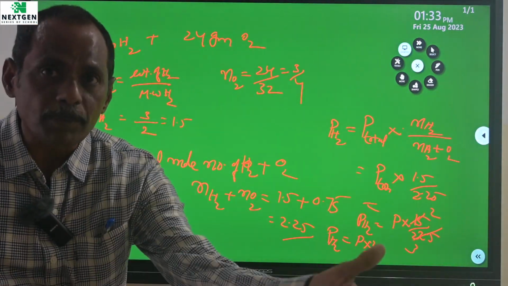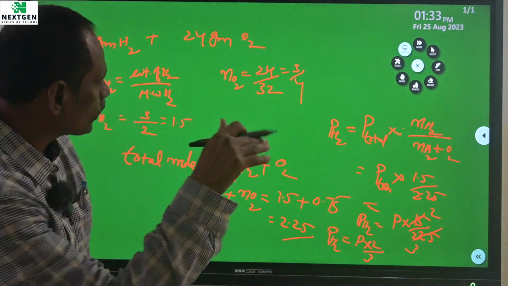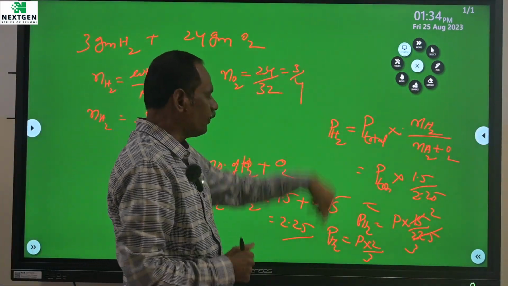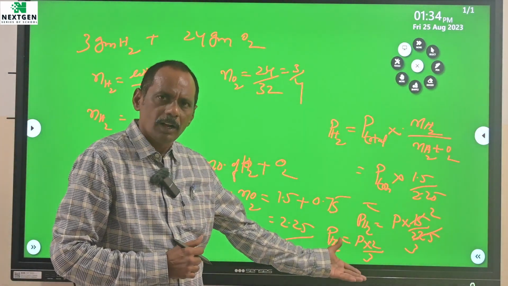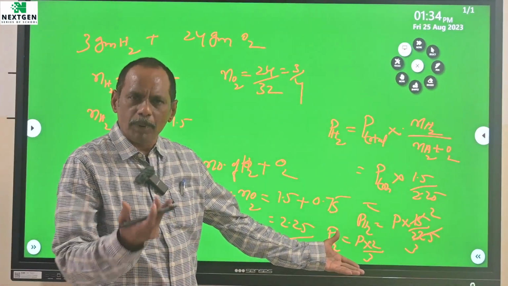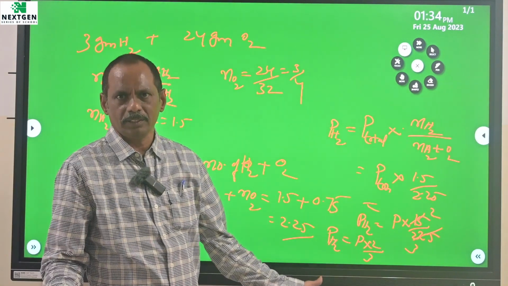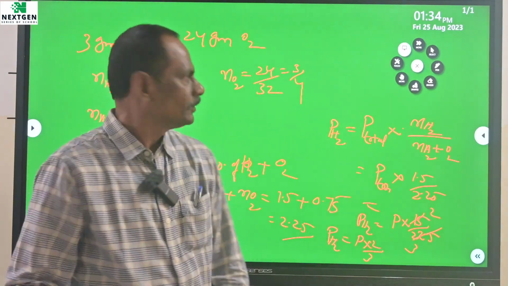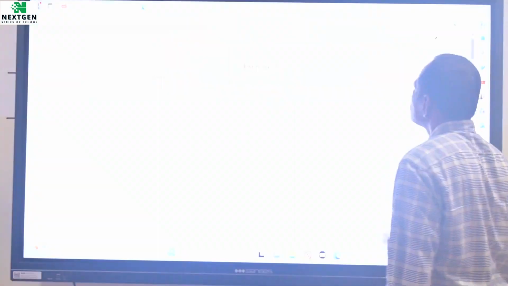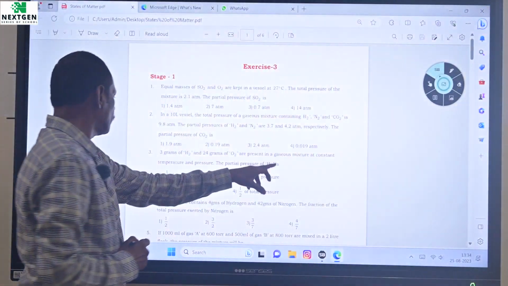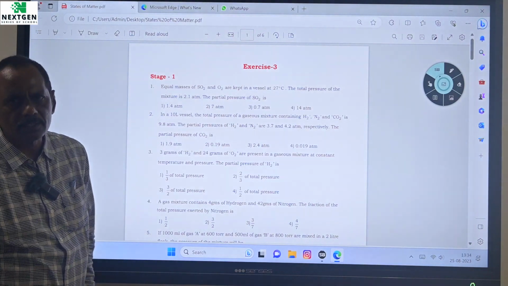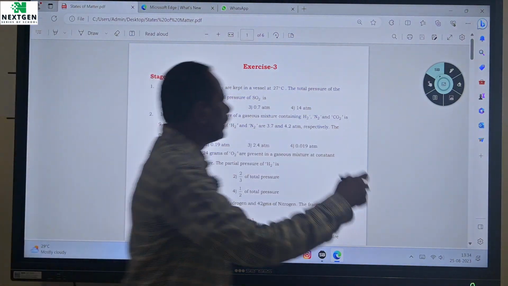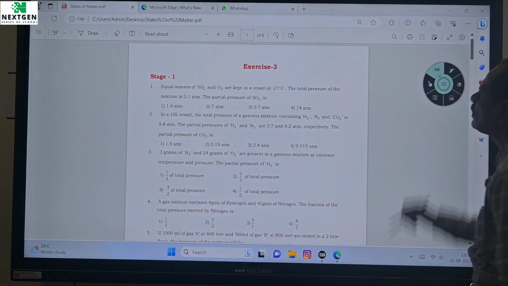So I want to extend the problem. In the question, what will be the partial pressure of oxygen? If the partial pressure of hydrogen is 2/3, the partial pressure of oxygen is 1 minus 2/3, that's equal to 1/3. Yes, check the answer. 3 grams of hydrogen, 2/3 of the total pressure. The second option is correct. Yes. Let's come to the fourth one.